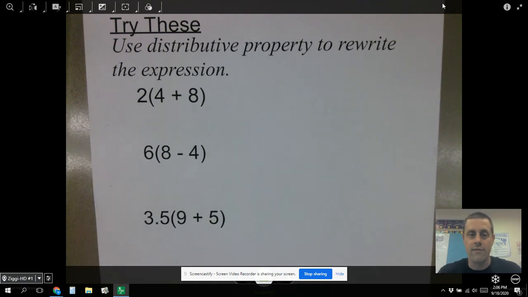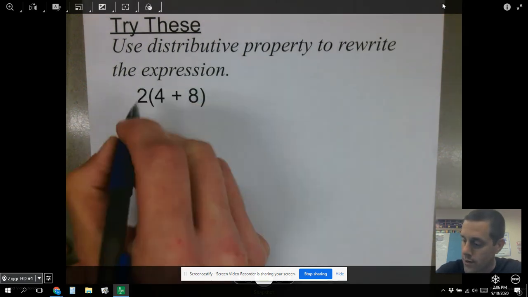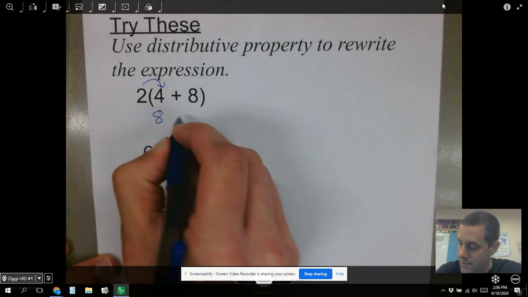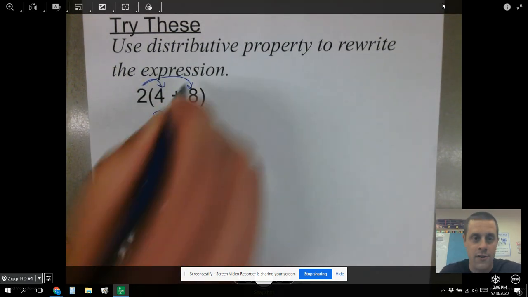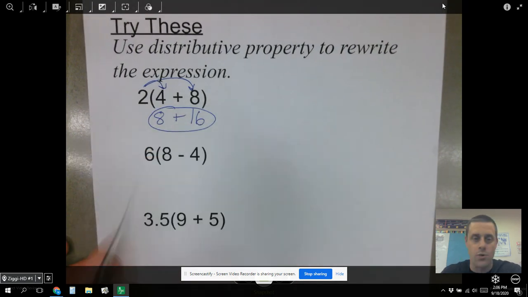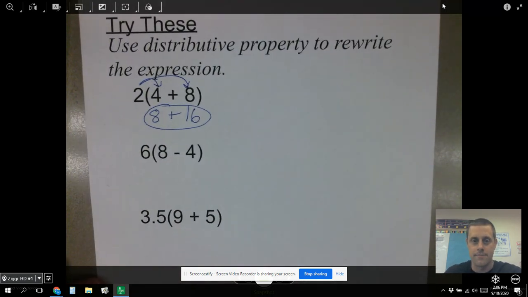All right, hopefully you've given yourself enough time to complete these expressions. Again, we are not simplifying these expressions to one result. We are just generating an equivalent expression by using the distributive property. The first one, coefficient 2, we're distributing it to the 4. 2 times 4 is 8. Drop your plus sign. Now, the coefficient 2 to the other term, 8. 2 times 8 is 16. The equivalent expression we want, 8 plus 16.